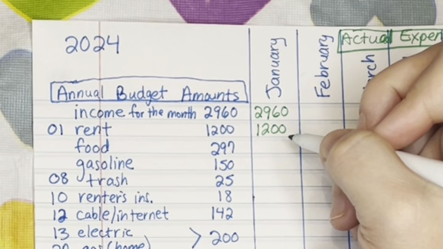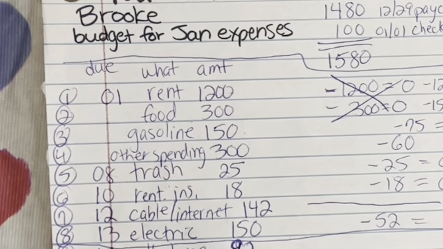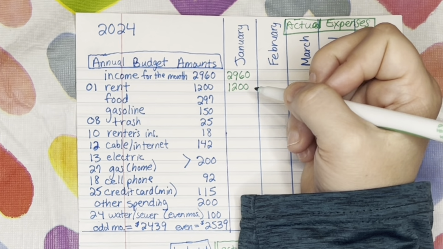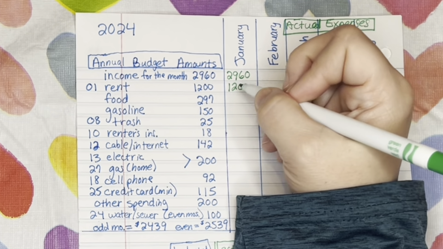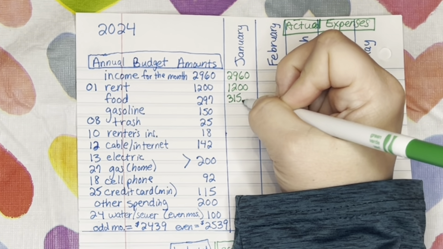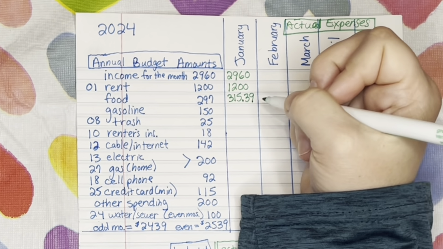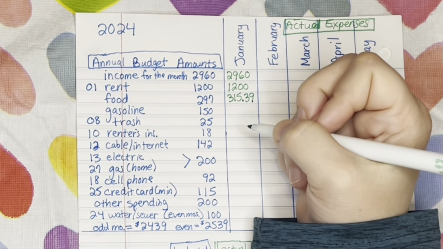Brooke had made her January budget before she had made her annual budget, and in her January budget, she had budgeted $300 for food and $300 for other spending. So that is what she based her spending on for this month. At the beginning of the month, she took out $210. $150 of that was for food, and $60 of that was for other spending.